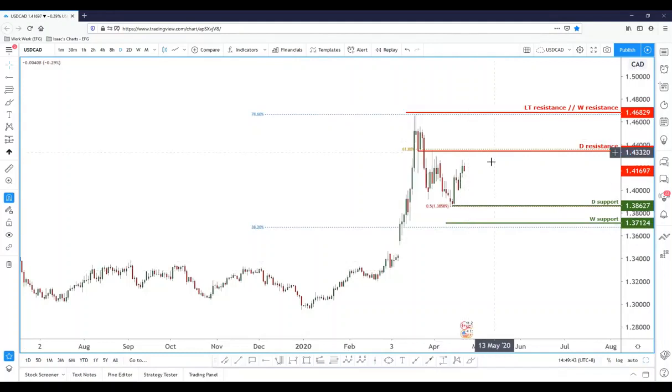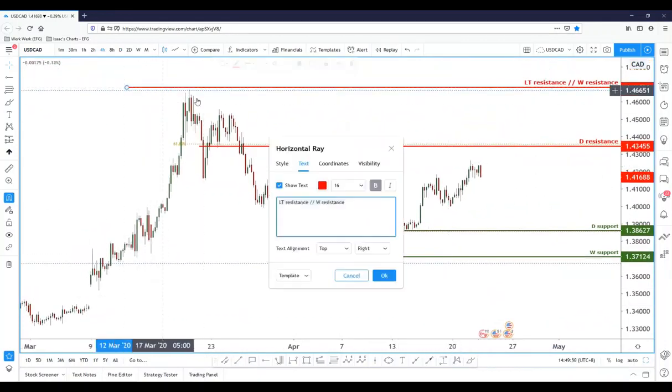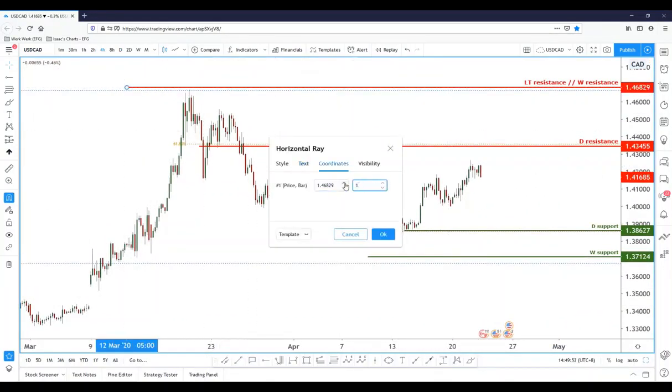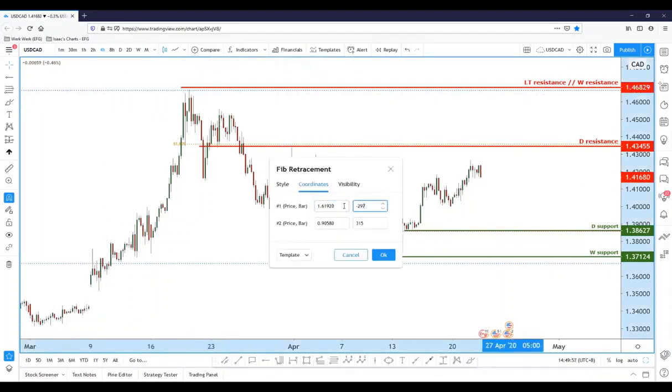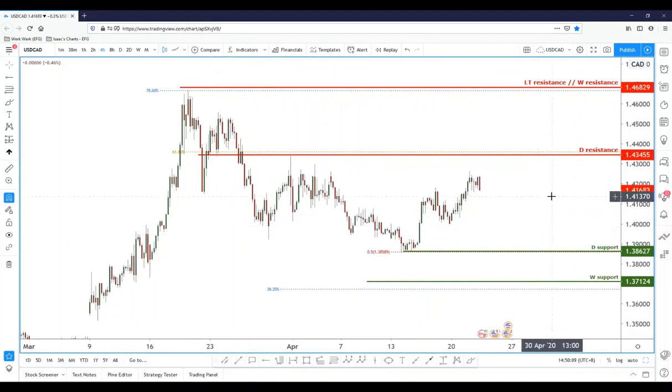So now that we have the daily resistance and daily support, how do we play this trade out? We go down to the 4-hour. Let me just tidy this up. Okay, so what we have here is that we expect price to actually make a push up towards the daily resistance before coming back down.